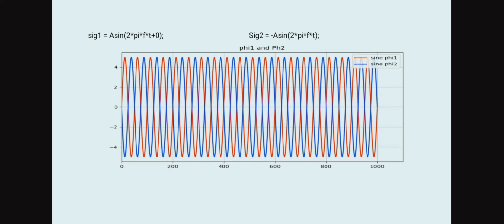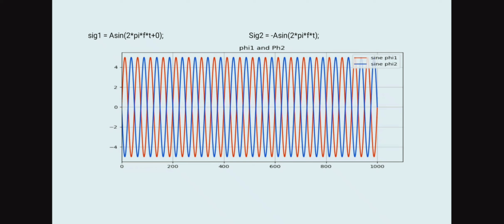Signal 2 is represented in blue color with the 180-degree phase. When you plot on the same axis, you can see that red is signal 1 and blue is signal 2 with the phase difference of 180 degrees. If you observe at time t equals 0, one has some positive amplitude and the other has negative amplitude at the same time instant. So when you add the signals, the resultant will be 0.